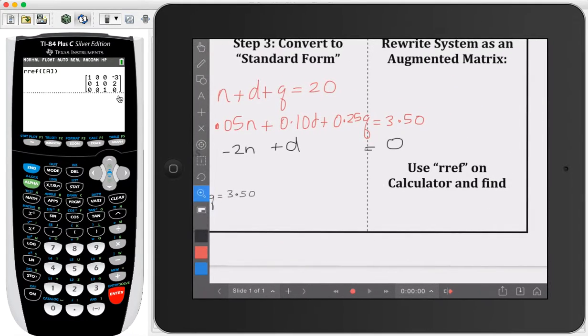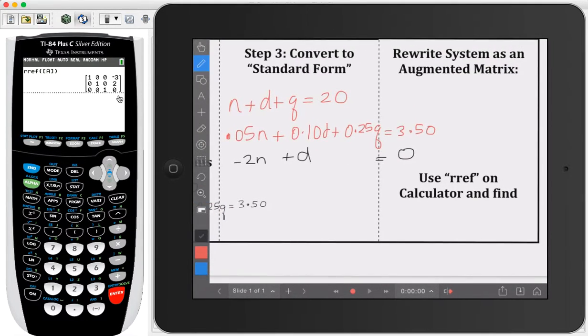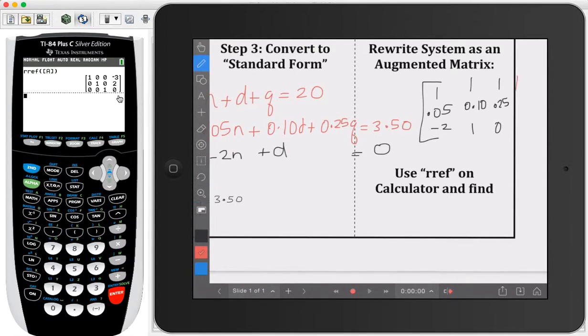Now let's put the augmented matrix. So for N, I have 1, 0.05, and negative 2. For dimes, I have 1, 0.10, 1. For Q, I have 1, 0.25 and 0, since I have no quarters in the third equation. Now let's move on to the constant, so dotted line. The constant is going to be 20, 3.5, so $3.50 and 0. Now let's put this in the calculator.